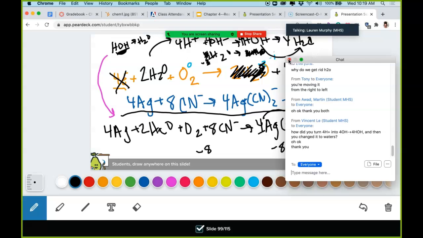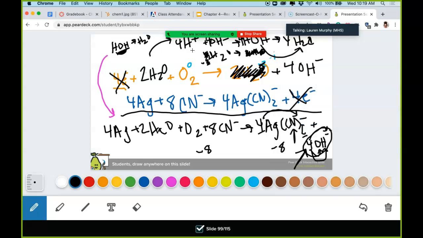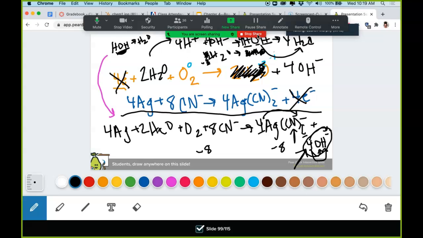Yeah, I think that a lot of kids get confused on that. H plus and OH minus make water. So if you have 10 H's and 10 OH's, you have 10 waters. If you have 50 H's and 50 OH's, you have 50 waters. The H and the OH make HOH, aka water, H2O. So hopefully that helps clear that up. We're going to do another one too, so hopefully we can do a little bit more practice.